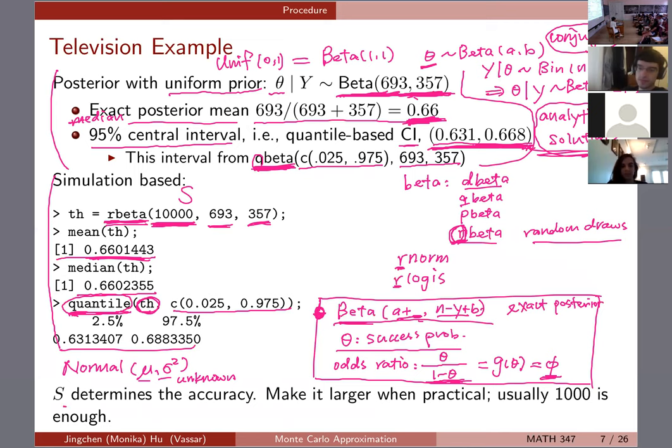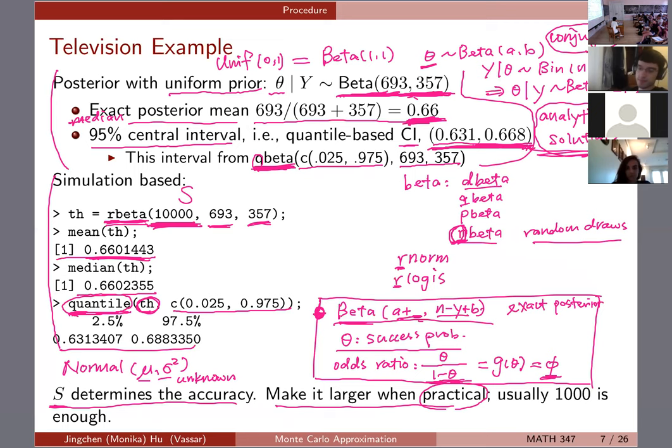Okay, so down here, I just wrote it down, the capital S determines the accuracy. Maybe intuitively it makes sense that the larger the number of samples that you make, the closer you will converge to the actual or the true mean or variance, et cetera. So make it larger when practical. When we say practical, for the simple cases, like 10,000, 100,000 will still run pretty quickly. But in some more complicated situations, making larger S might result in too much computation burden. So that's what we mean by practical.